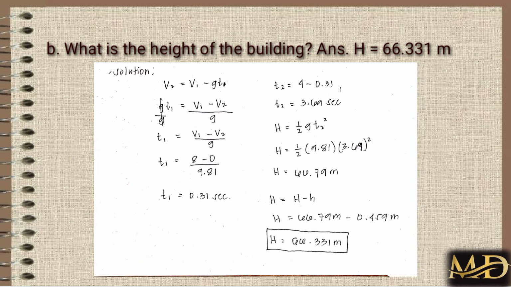H is equal to 1 half G T2 squared. H is equal to 1 half times 9.81 times 3.69 squared. H is equal to 66.79 meters. So H is equal to H minus h. H is equal to 66.79 meters minus 0.459 meters. H is equal to 66.331 meters.